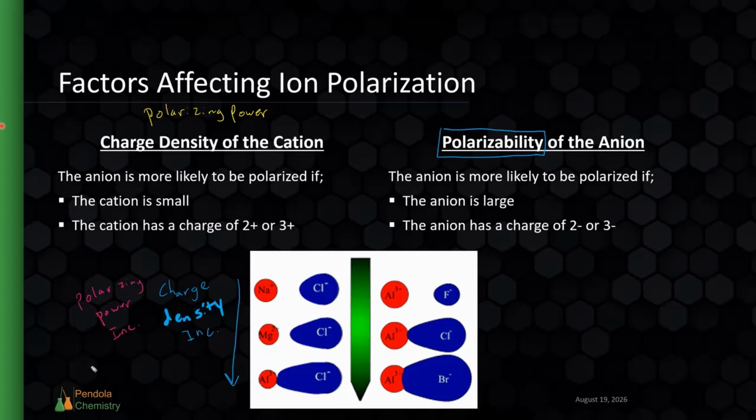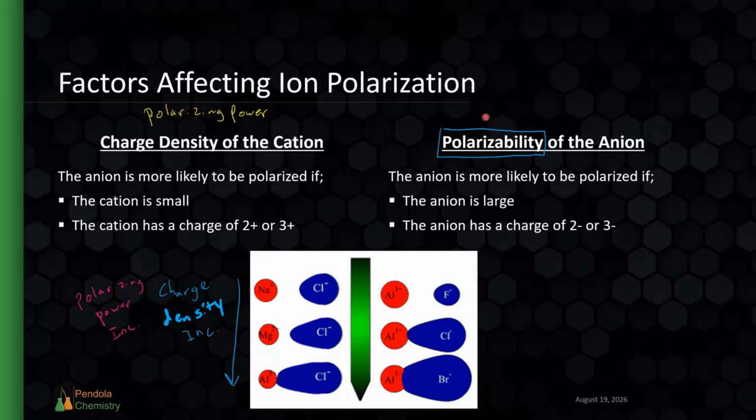Because aluminum has a +3 charge, it has more polarizing power than sodium with only a +1 charge. So what does that mean? When these are paired up with chlorine or the chloride ion, sodium will only slightly warp or polarize the electron cloud. Magnesium will polarize the electron cloud of chlorine a little more strongly, and aluminum will really intensely distort the electron cloud and polarize it, making it not spherical anymore.